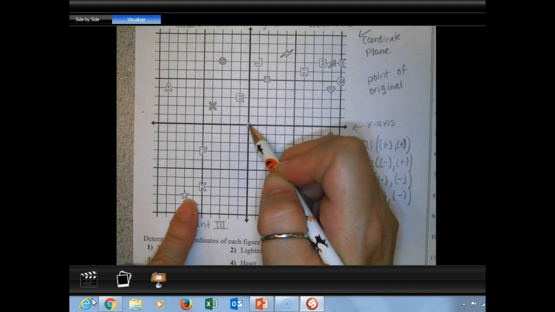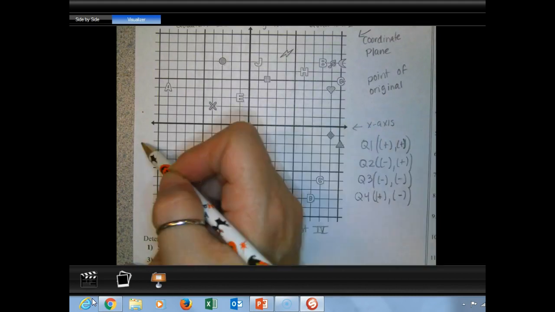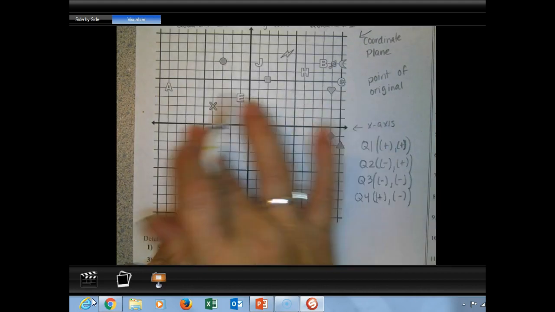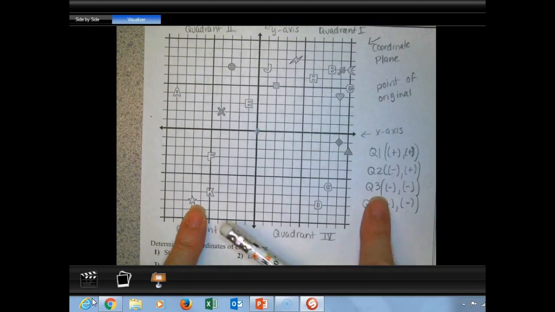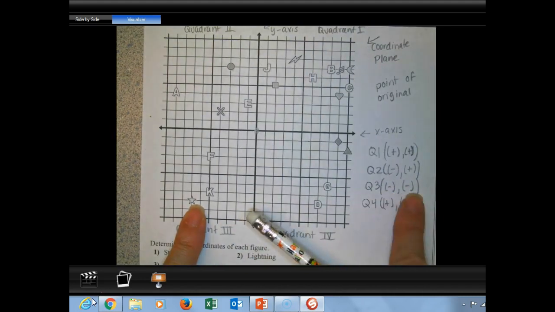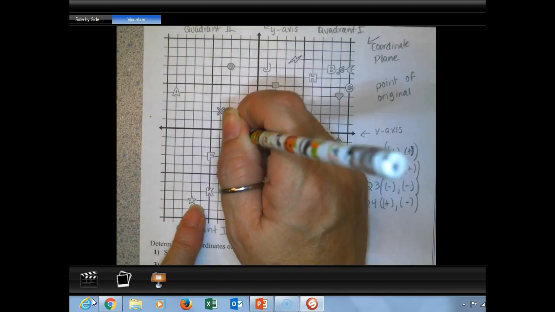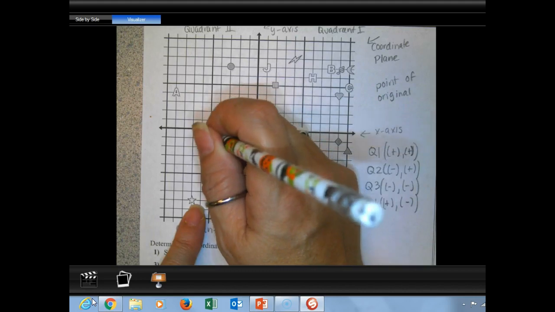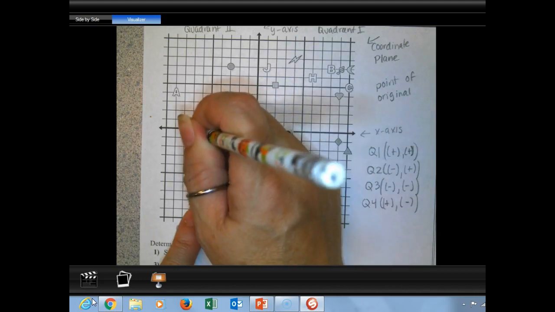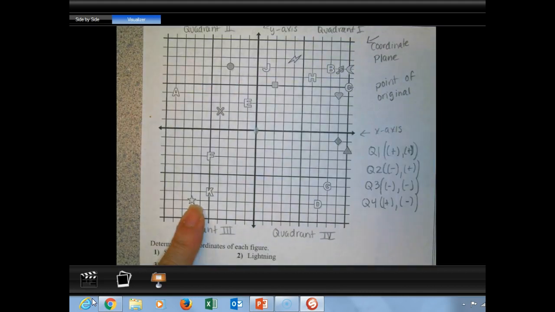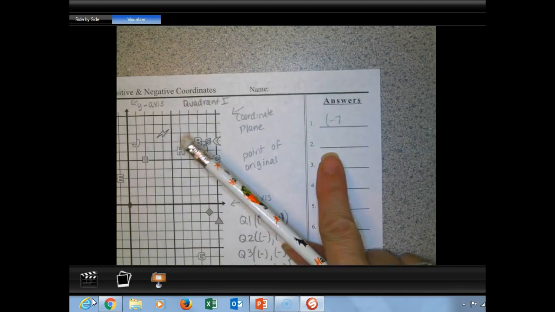And it looks to me like on my X, I need to go to the left, correct? So if I'm going left, I'm going to end up in quadrant 3, right? So both my numbers are going to be what? Negative, right? So I'm going to go left. 1, 2, 3, 4, 5, 6, 7. So my x is going to be a negative 7.